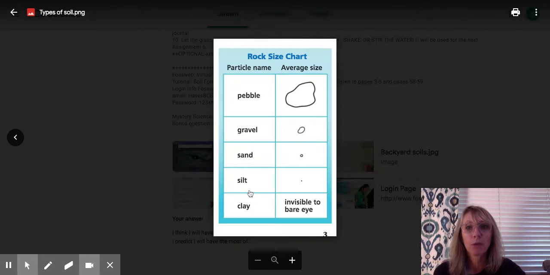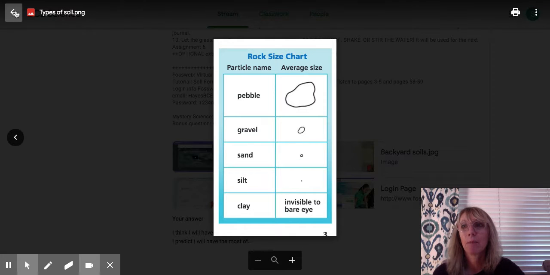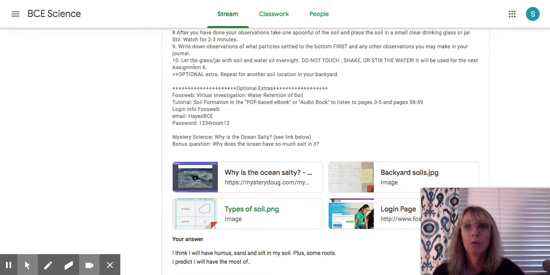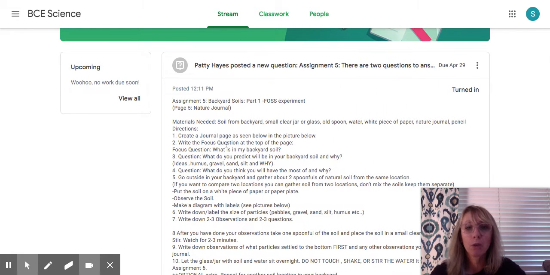Remember our types of soil. We've seen this visual before in our book: pebbles, gravel, sand, silt, and clay. And don't forget about humus. That's all the natural decayed leaves and things like that. Or bugs. Maybe you'll see bugs in your soil. Who knows?